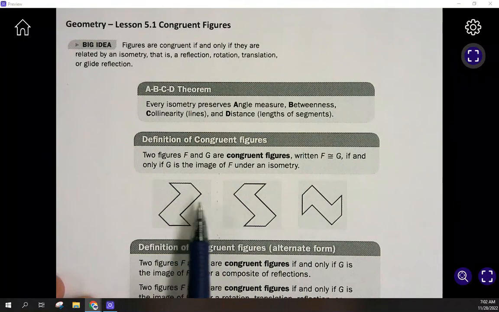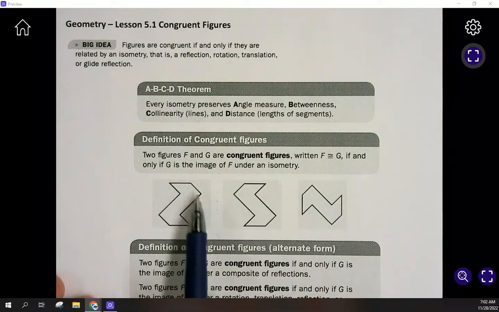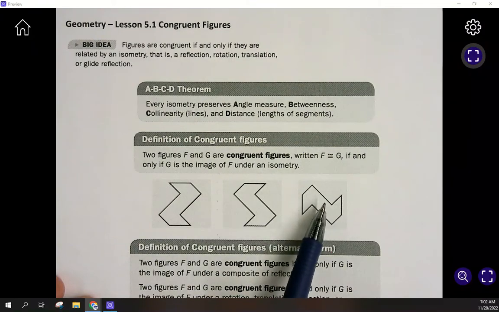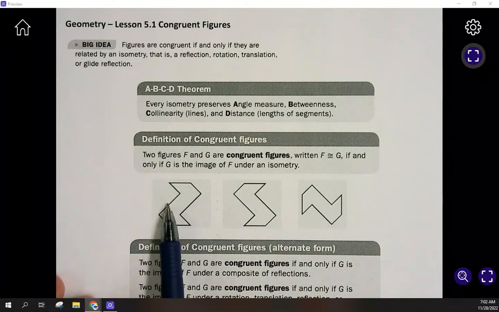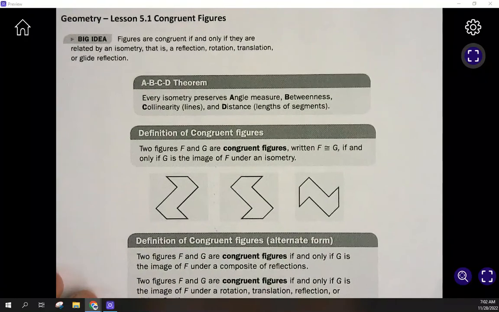And if I was going from here to here, that's a rotation, right? So from here to here, I'm just spinning it. And so these are also congruent. So if I knew the side length here, I would know the side length here. If I knew the angle here, I would know the angle here. So that's what congruent means.